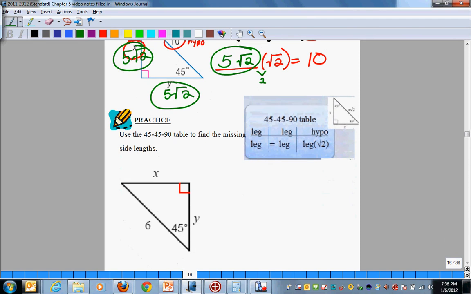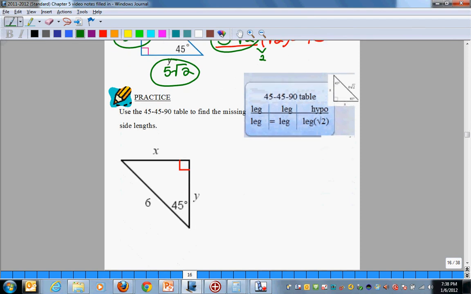I'd like you to pause the video now and do this problem on your own. The hypotenuse is 6. Find both legs. Pause the video. Without a calculator, find both legs.